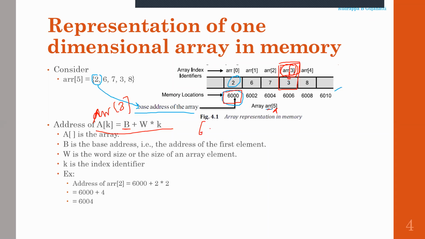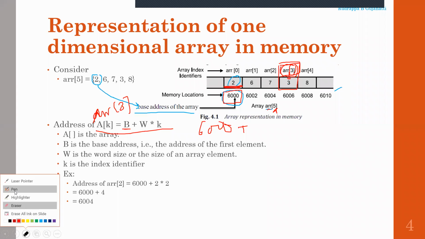So base address is 6000 plus the size of the integer data. In this case, since I'm storing integers, I'll refer to it as the integer data size. If it was float, it would consume around 4 bytes. If it was double, it would consume around 8 bytes. This we had discussed in previous sessions. So how do I access it? I add the base address with the product of the word size and the index.